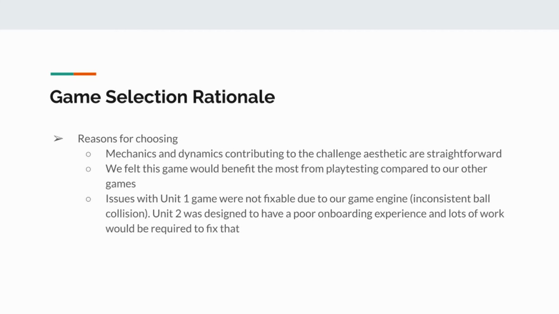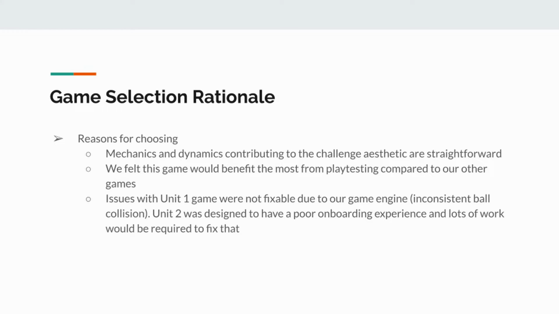So for our reasoning, we chose our Unit 3 game out of the 3 games we made so far because we felt Escape was the best fit to do the playtesting. Also, the mechanics and dynamics contributing to the challenge aesthetics are straightforward.